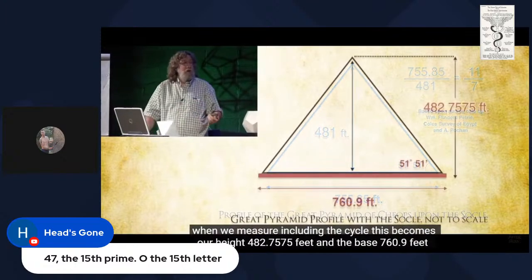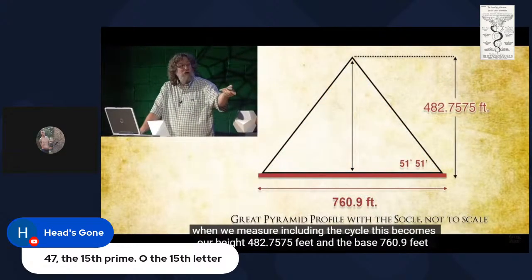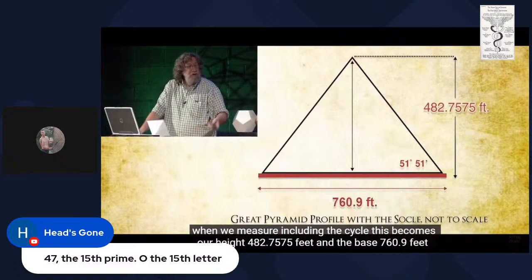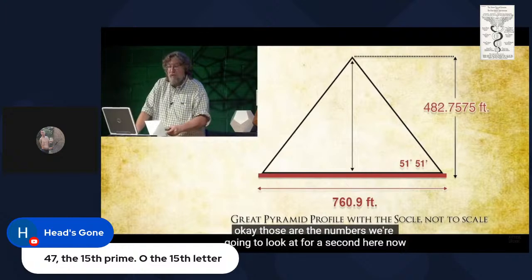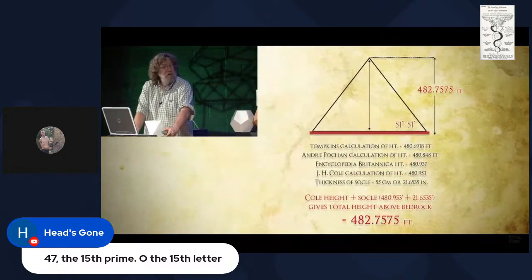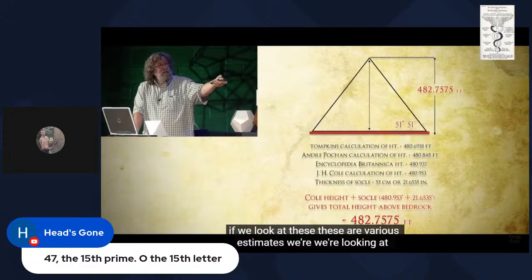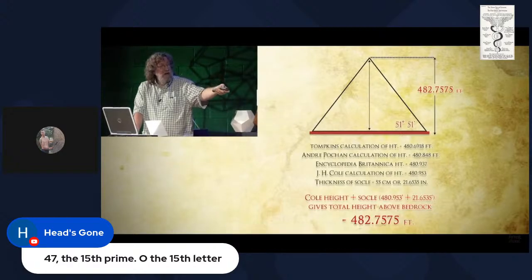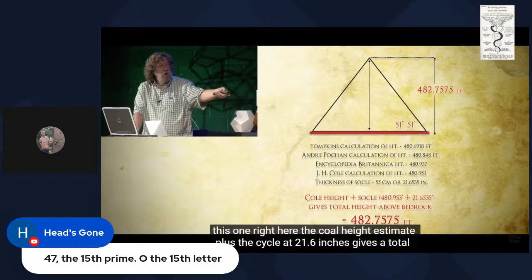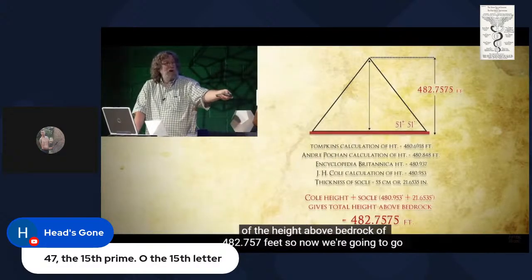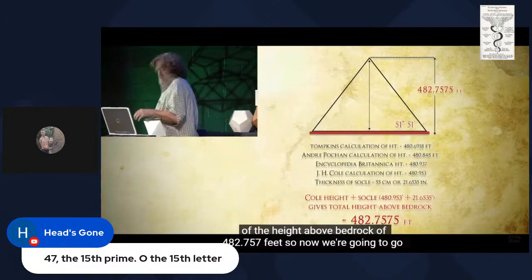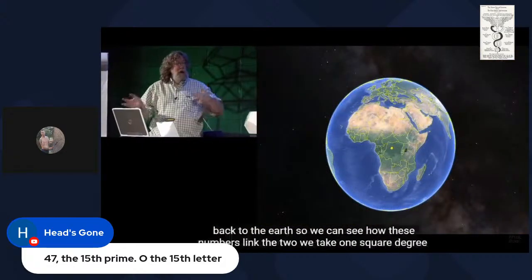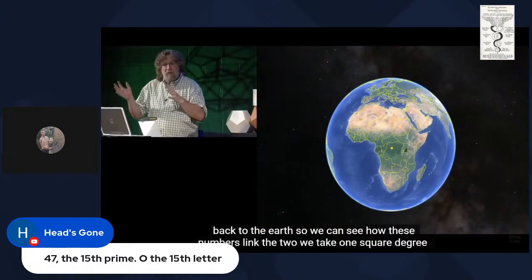When we measure, including the socle, this becomes our height, 482.7575 feet, and the base, 760.9 feet. Those are the numbers we're going to look at for a second now. These are various estimates. We're looking at this one right here, the core height estimate plus the socle at 21.6 inches gives a total height above bedrock of 482.7575 feet.